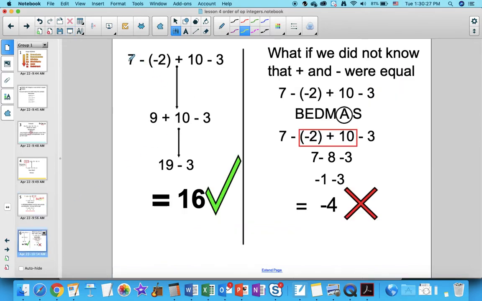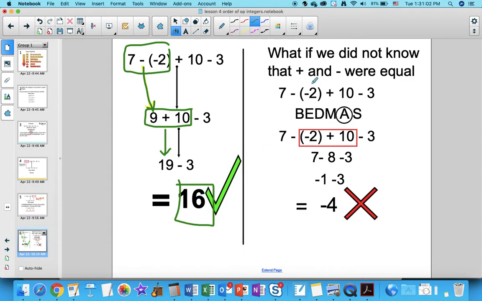Okay, well, 7 minus negative 2, right? I'm taking away negatives, so I'm going up. So 7 minus negative 2 is basically like adding 2, so I get 9 here. So I bring the rest down. Now I have 9 plus 10 minus 3. Right? I'm just bringing it down. I did this part first, brought that down, and I brought the rest down. Now I have 9 plus 10 minus 3. 9 plus 10, right? 9 plus 10 is 19. 19 minus 3 is 16.